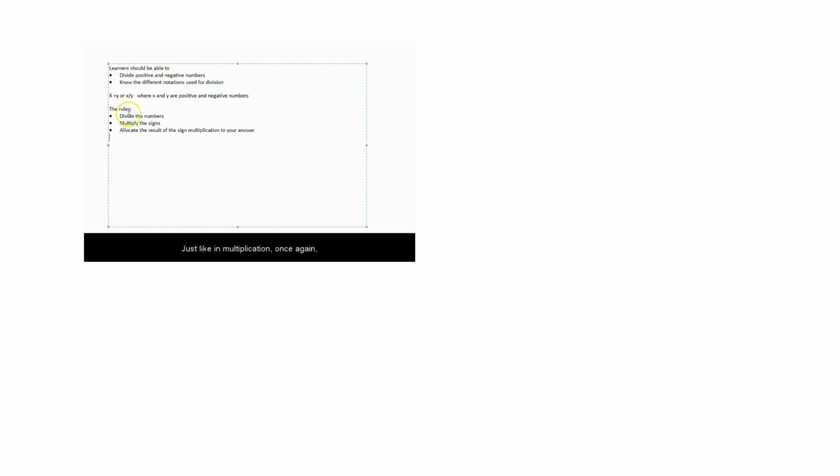Just like in multiplication, once again, there are rules. These are the rules clearly spelled out. First, you divide the numbers. In multiplication, you multiply the numbers. Then you multiply the signs. Finally, you allocate the result of the sign multiplication to your answer. So you see the rules are very similar, with the only exception being the first step.